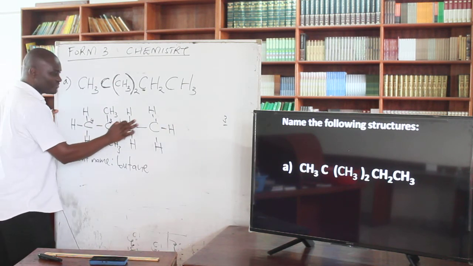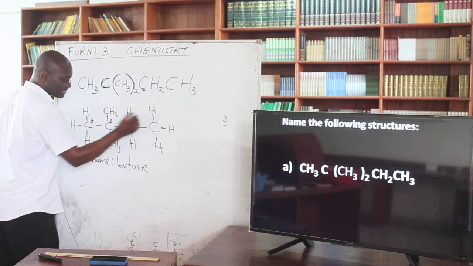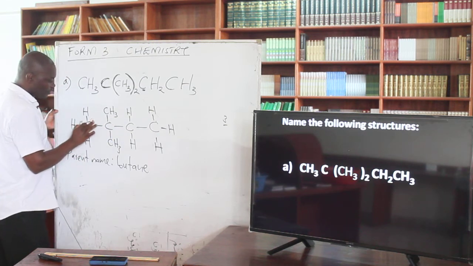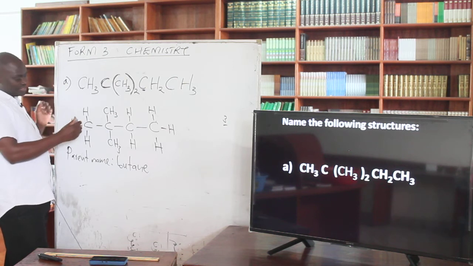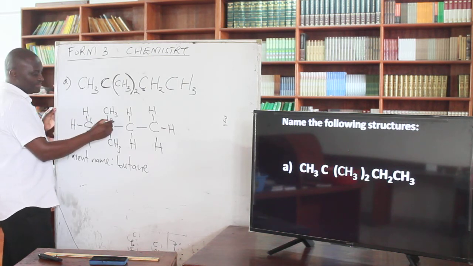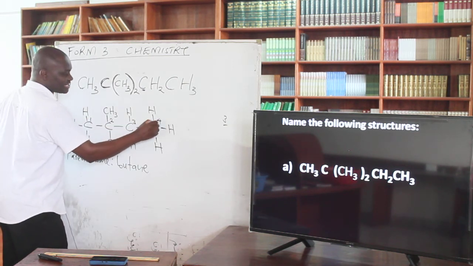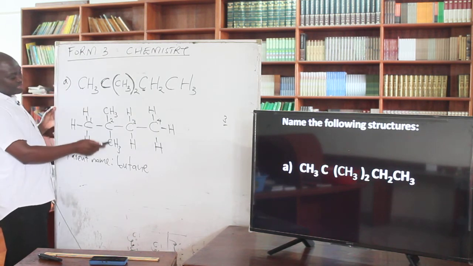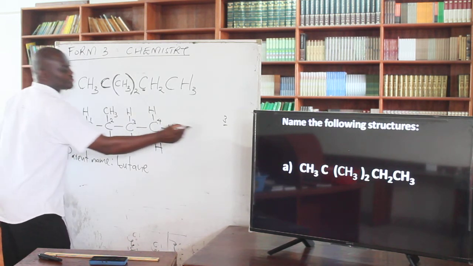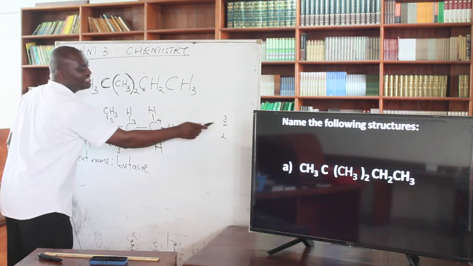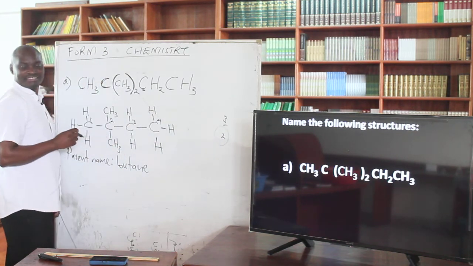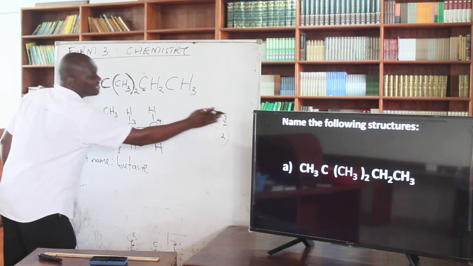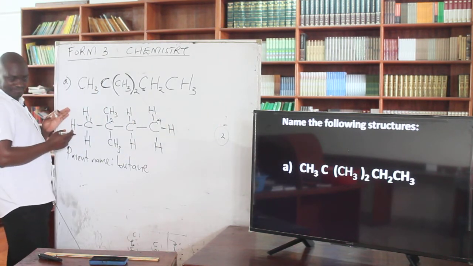Okay, let's remove this. What if I decide to number from the left, this side? This is my number 1, number 2, number 3, number 4. So the branches will be at carbon number 2. So between 2 and 3, 2 is the lower number. Therefore, we will number from the left.